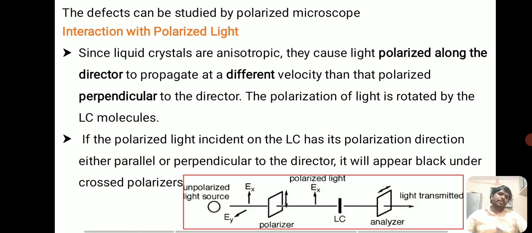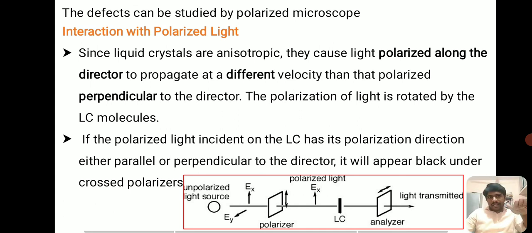These defects can be studied by polarized microscope, by interaction with polarized light. Since liquid crystals are anisotropic, they cause light polarized along the director to propagate at a different velocity than light polarized perpendicular to the director. The polarization of light is rotated by the liquid crystal molecules.